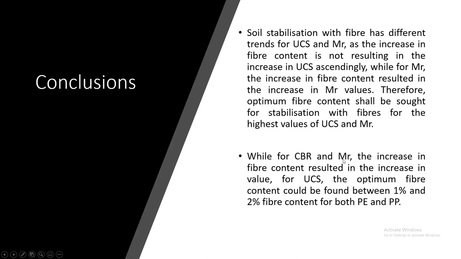However, for the CBR and the resonant modulus, increasing the fiber content results in increasing the value. So we can see it is increasing. For the unconfined compressive strength, the optimum fiber content could be found between 1% and 2% for both PE and PP. So we can see from that result that this small portion of the fiber content can have more impact than the others.